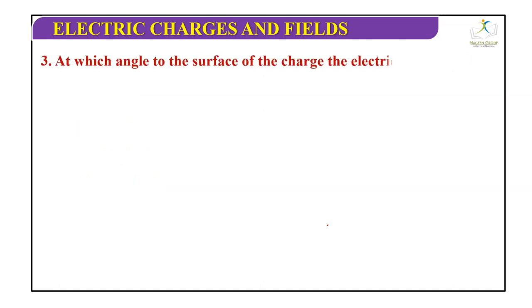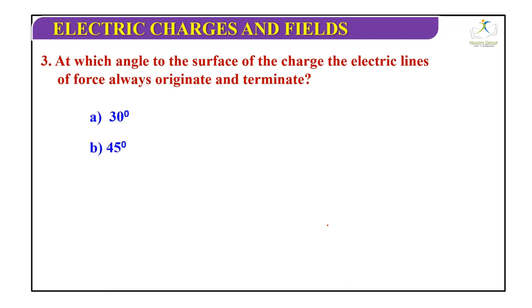At which angle to the surface of the charge do the electric field lines, or electric lines of force, always originate and terminate? 30 degree, 45 degree, 60 degree, or 90 degree? The correct answer for that is D, which is 90.